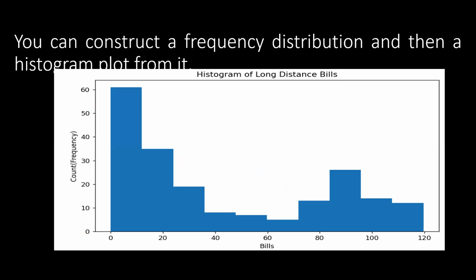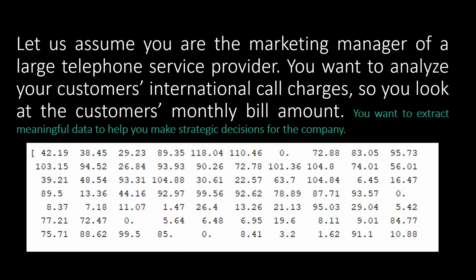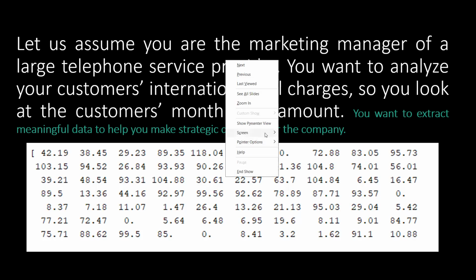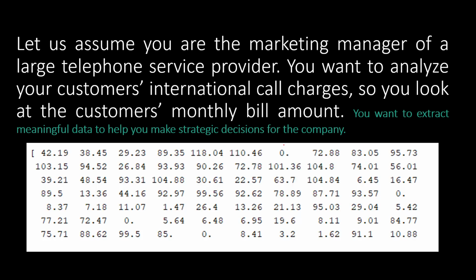In this case, what I have done is I have looked at the minimum value and the maximum value. If you see here, minimum value is 0, right? And maximum value is 118. This is the maximum value, and this is the minimum value. So what you do is create what you call frequency groups.